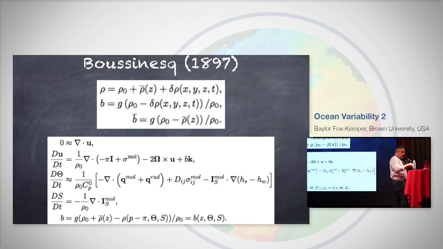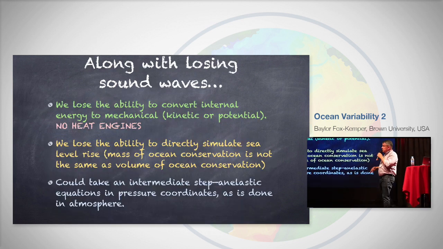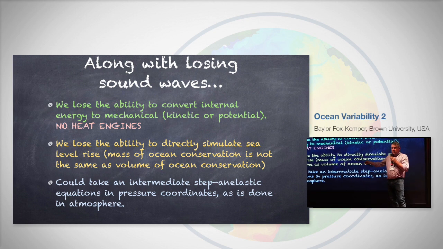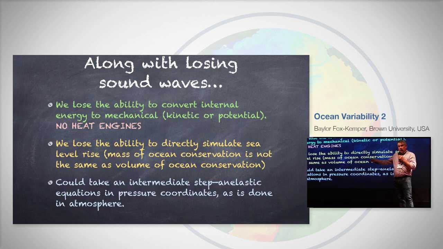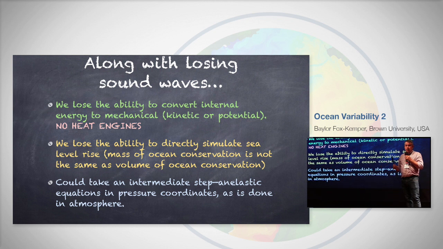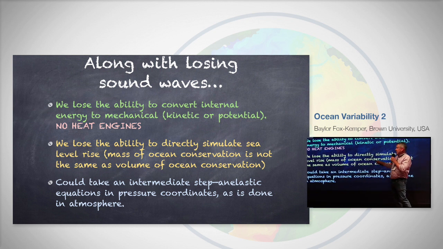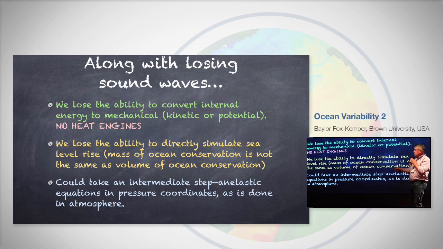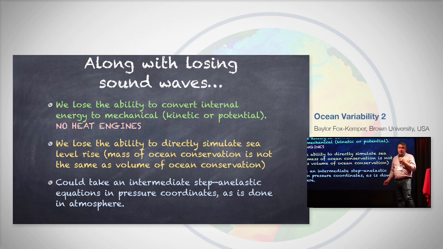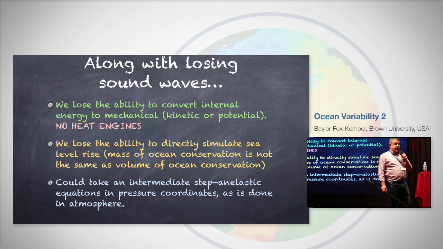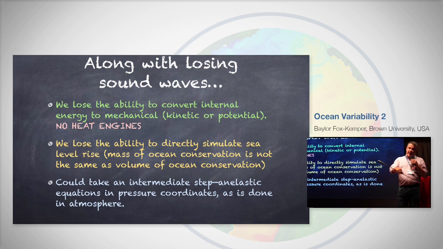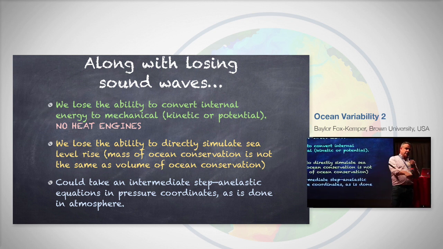But we lose some things when we do that. Along with losing sound waves, we lose the ability to convert internal energy to mechanical, so the ocean can't behave like a heat engine. Some of you may have heard about this being an issue in what drives the meridional overturning circulation. There's an interesting theoretical debate about it, but essentially once you go to Boussinesq equations, that's gone. We also lose the ability to directly simulate sea level rise, because now our models are going to be conserving volume, not mass. And when ice caps melt, they put mass of water in the ocean, not volume of water in the ocean.